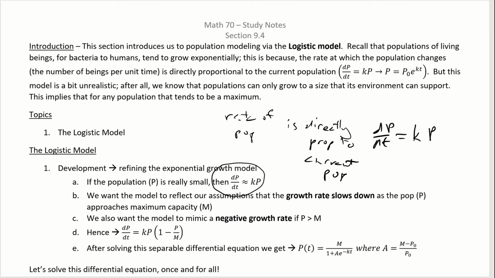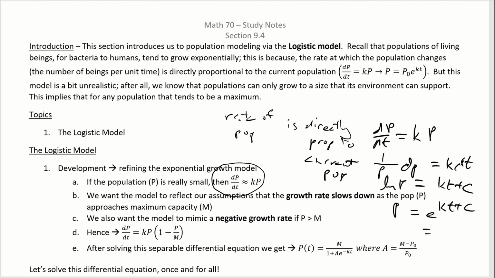Sorry, I don't remember if we've solved this before, but it is separable. You simply go 1 over P dP is equal to k dt. Integrating, we get the natural log of the population is kt plus C. Therefore, taking e of both sides, you get e to the kt plus C, which is e to the kt times some sort of constant. And that's where you get this formula.